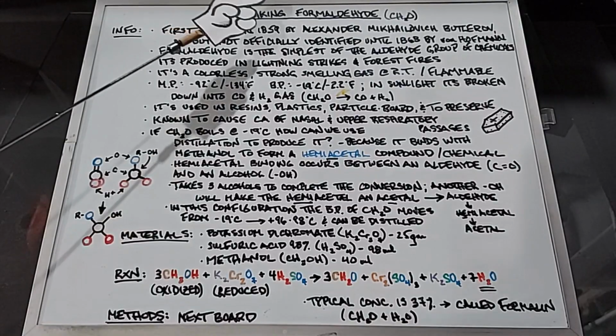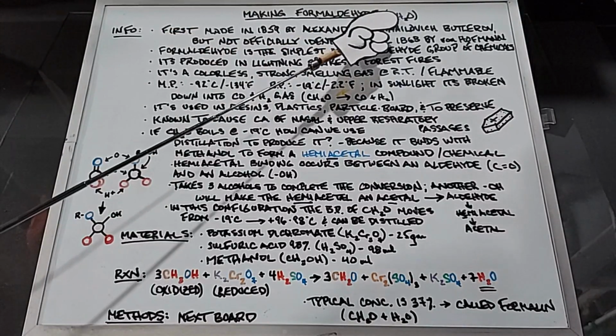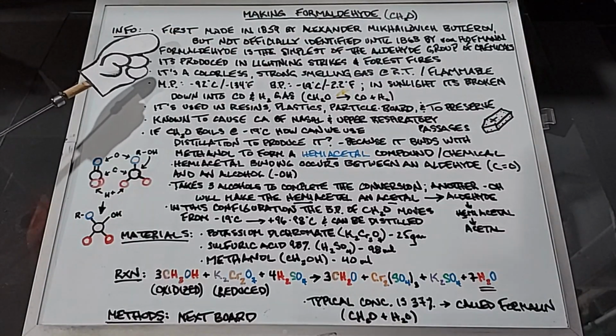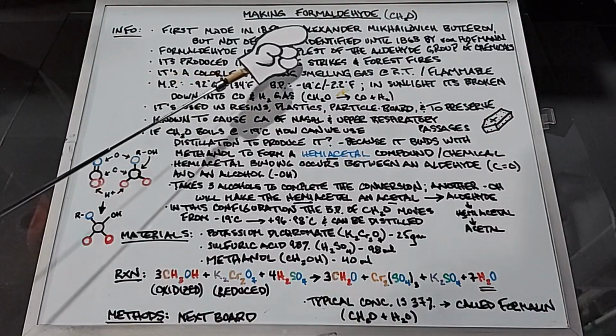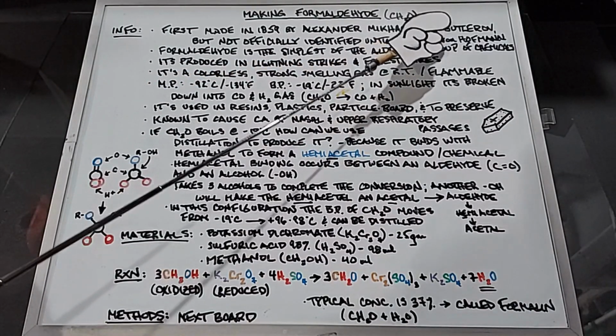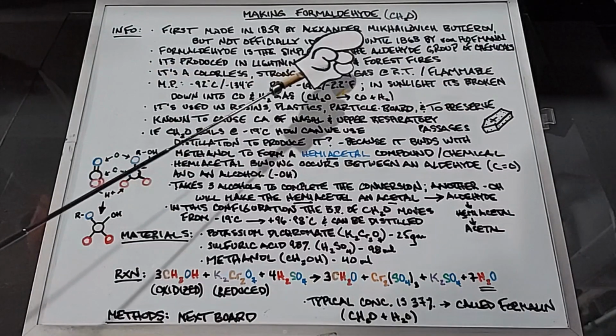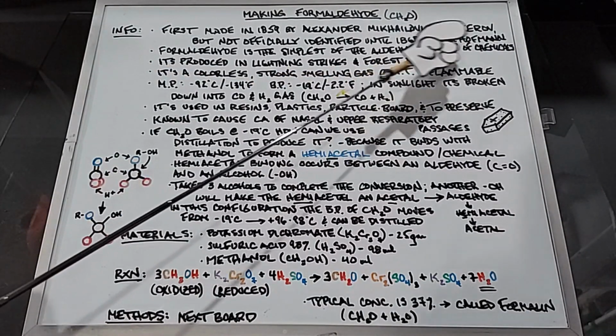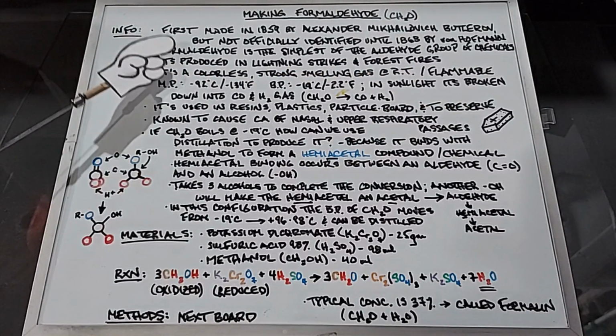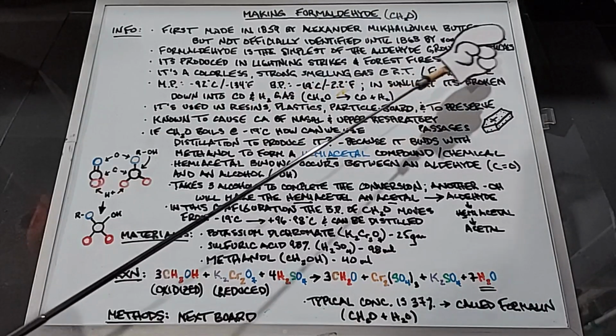In this video, we are going to look at making formaldehyde, CH2O. Some information: formaldehyde was first made in 1859 by Alexander Mikhailovich Butlerov, but not officially identified until 1868 by von Hofmann, who was a German scientist. Formaldehyde is the simplest of the aldehyde group of chemicals.